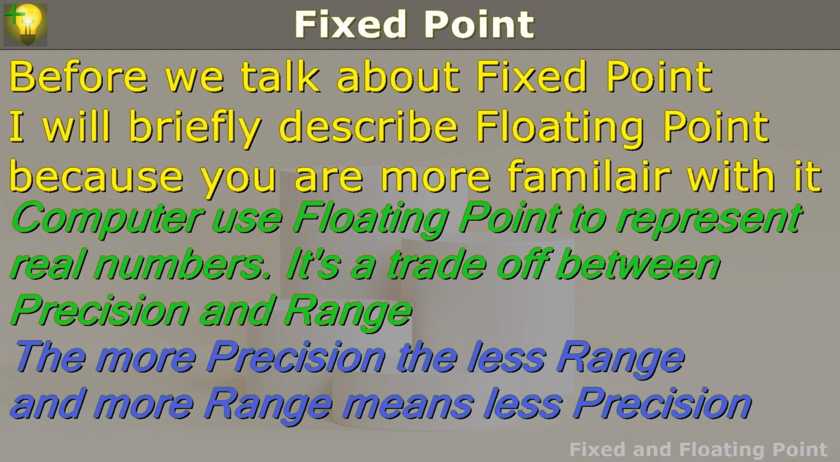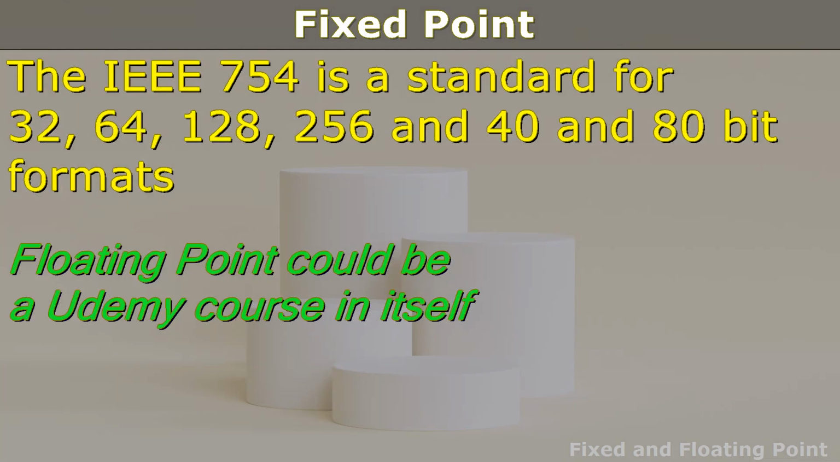So the trade-off is that the more precision you have, the less range. And the more range you have to represent big and small numbers, the less precision. That's because the exponent and the mantissa part of the digits are shared within a fixed number of bits. IEEE 754 is a standard for 32-bit, 64-bit, 128, 256, and 40 and 80-bit formats of floating point numbers. But like I said, floating point numbers could be a whole Udemy course in itself.